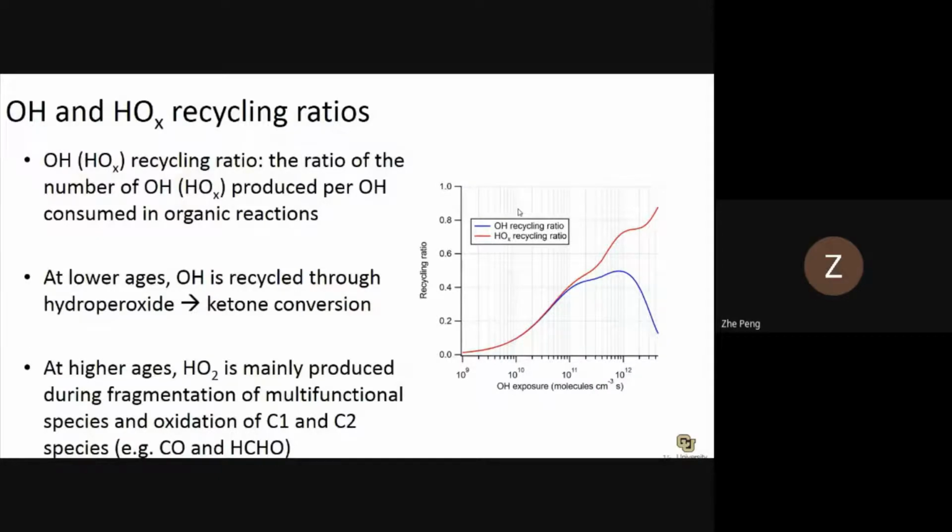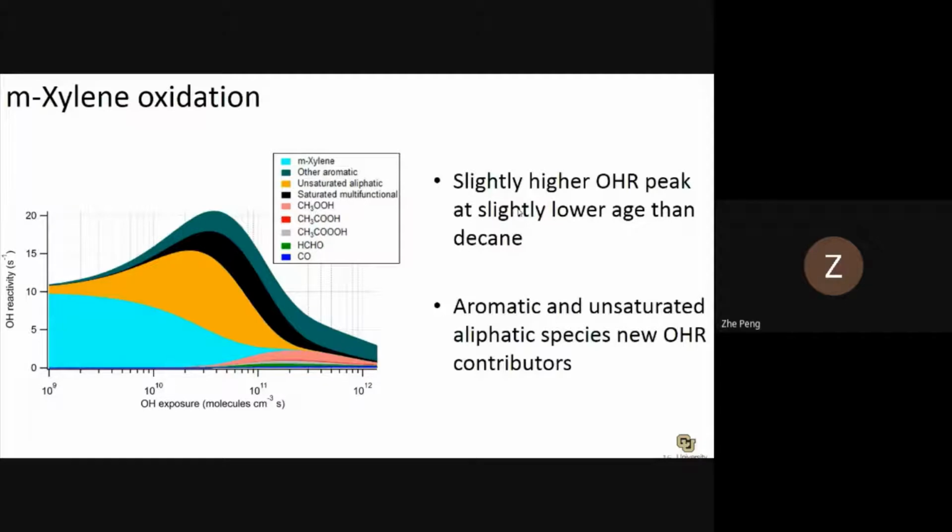Now I've finished discussing the results of decane. Now let's look at the results for an aromatic, m-xylene oxidation. It has a slightly higher OH reactivity peak at slightly lower age, because m-xylene reacts with OH slightly more rapidly than decane.